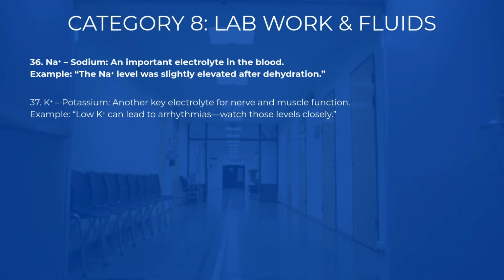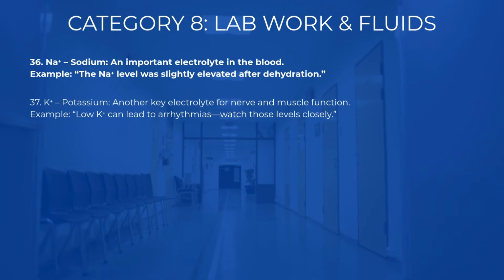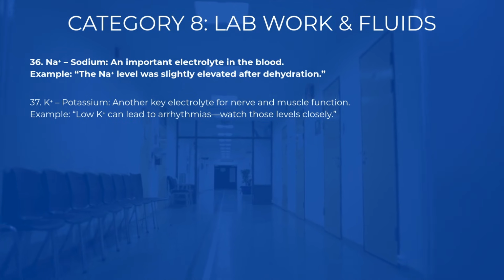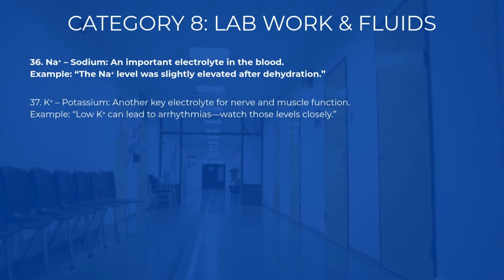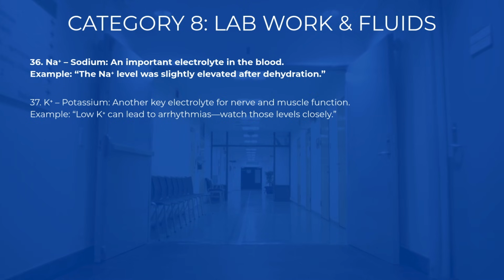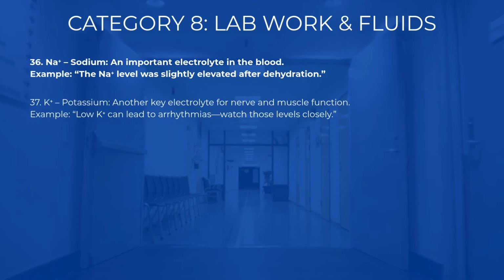Next, we have K+, which means potassium, which is another key electrolyte for nerve and muscle function. Low potassium can lead to arrhythmias. Watch those levels closely.